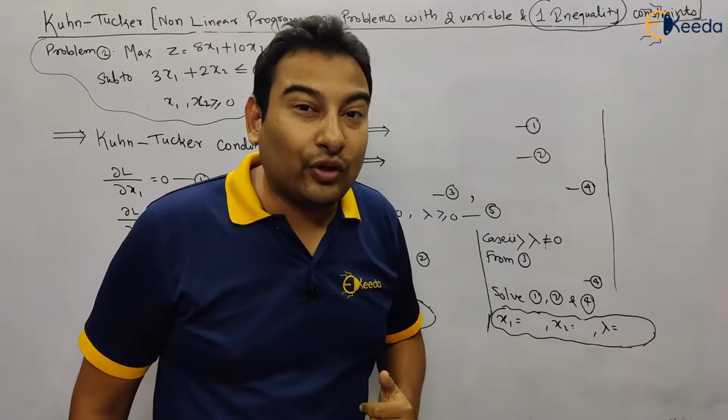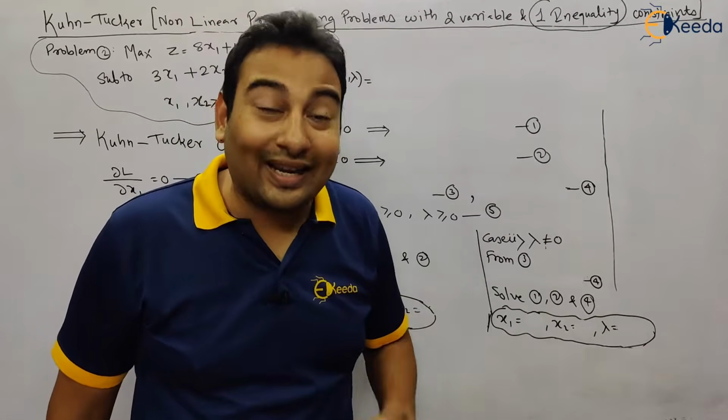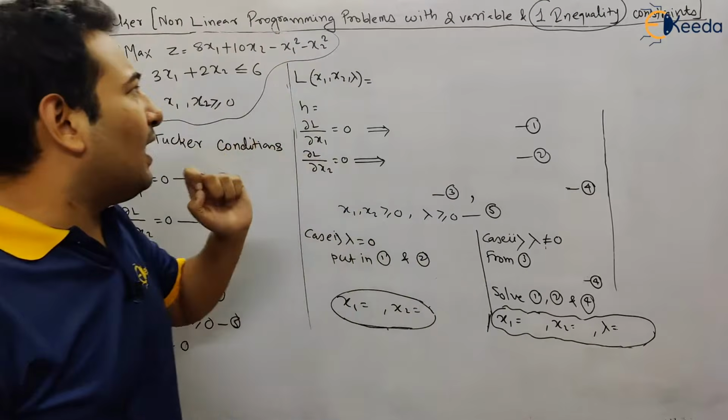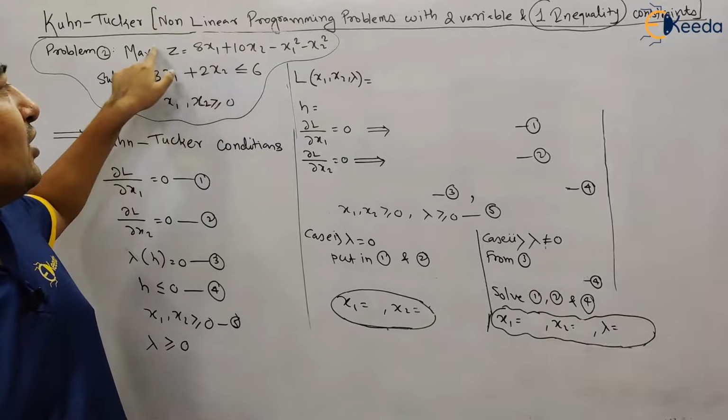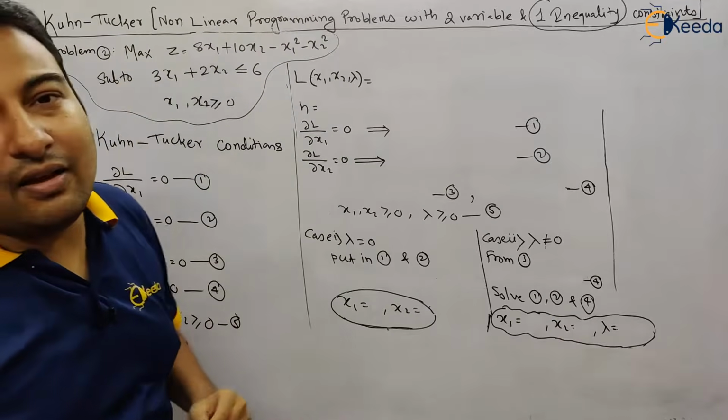1, 2, 3 are used for calculation, 4 and 5 are used for checking. Calculation of what? x1 and x2. Our aim is to get the value of x1 and x2, so that we can substitute here and get the value of z.